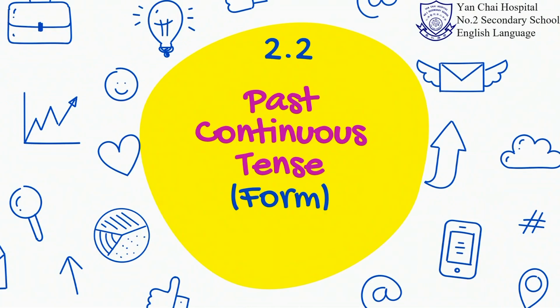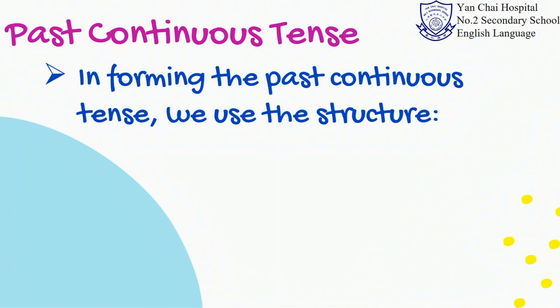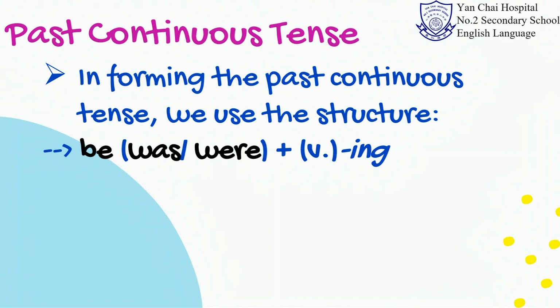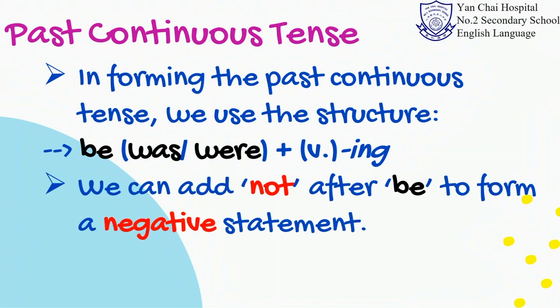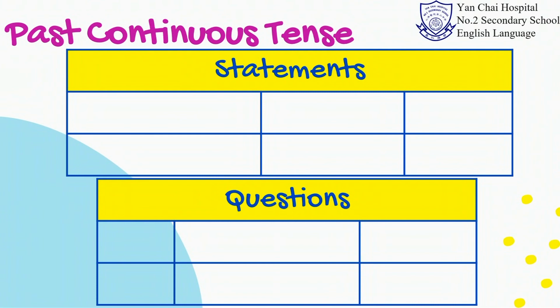Part 2.2. Past continuous tense. Form. In forming the past continuous tense, we use the structure be, was, were, plus a verb in ing form. We can add not after be to form a negative statement. Let's look at the tables to see how to form statements and questions.